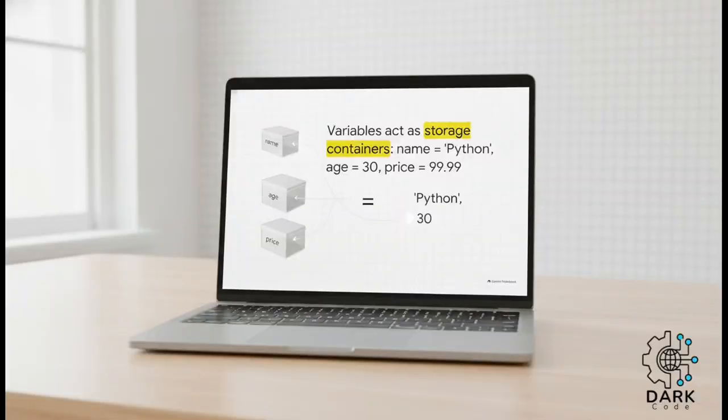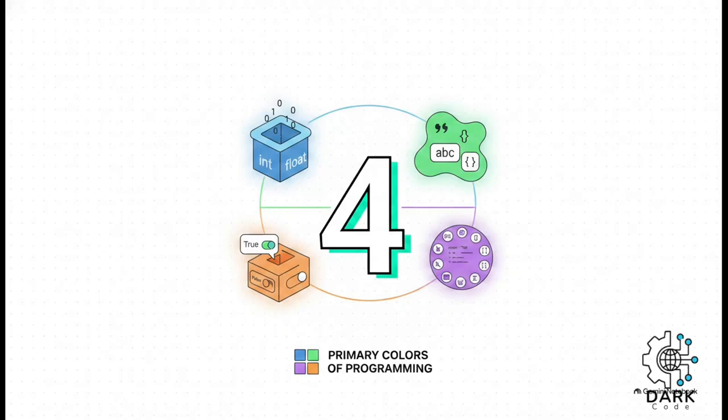Let's see how this actually works in practice. We have the labels for our boxes, name, age, and price. And we also have the data we're putting inside, the text Python, the number 30, and the decimal 99.99. That equal sign right in the middle, that's literally just the action of putting the item into the box. It's a super clean, simple assignment. Now, here is where Python gets really smart. While you can put almost anything into these storage boxes, Python generally sorts this fundamental information into four main categories. Just four. And understanding these four categories is honestly like learning the primary colors of programming. Basically, everything else you'll ever do is just a combination of these basic rules.